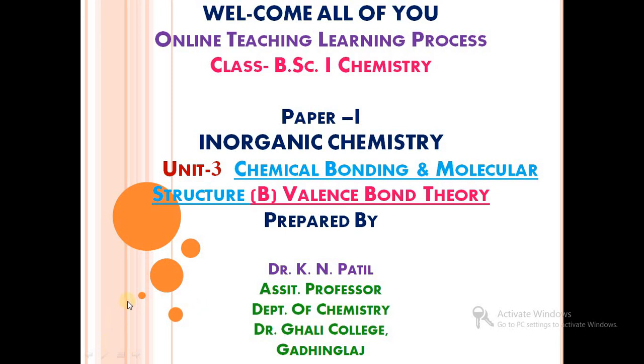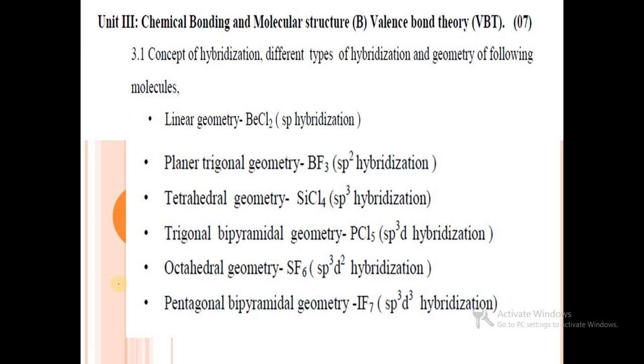We have started paper number one, inorganic chemistry. In this we have started unit number 3, chemical bonding and molecular structure, with respect to part B, valence bond theory. In our last video we saw details about the sp hybridization with respect to the example beryllium chloride, and the geometry of beryllium chloride is linear.